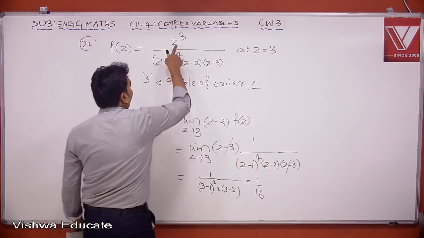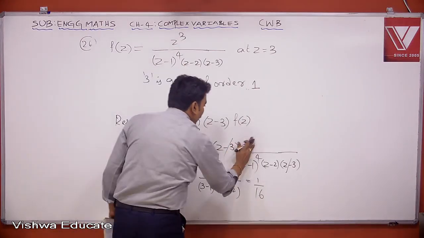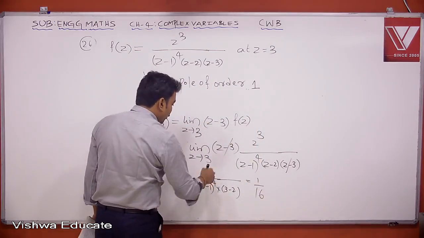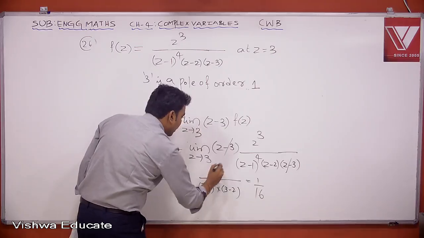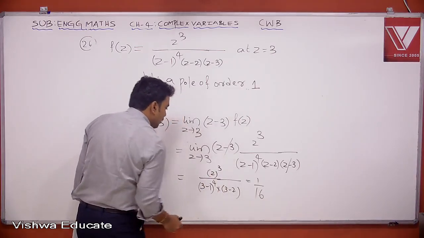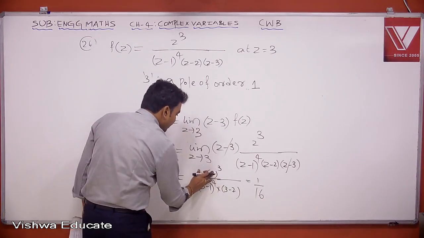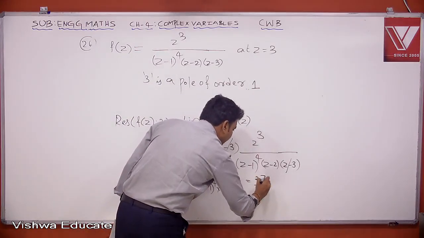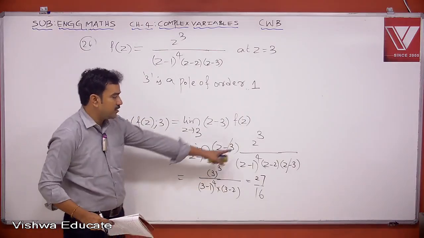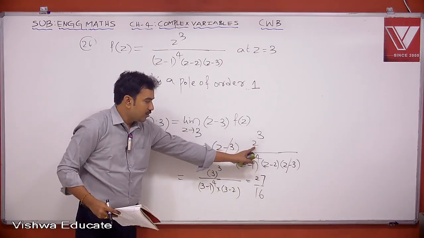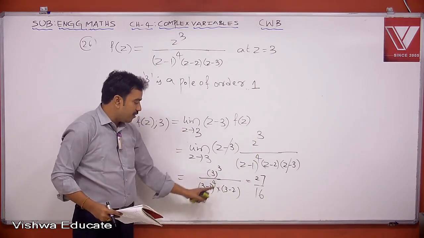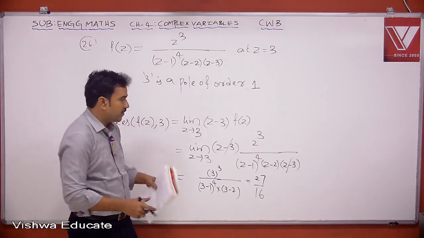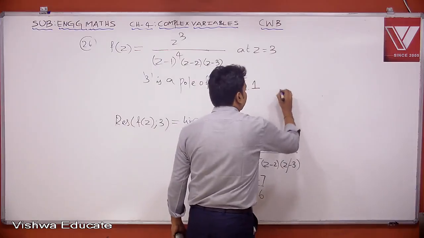Oh, we forgot to write z cube at this place. So f of z is z cube. So therefore this is not 2, this is 3. 3 cube divided by this. Therefore this is 27 by 16. I forgot to write z cube. Make this note. So just z cube by 3 cube divided by (3 minus 1) whole power 4 into (3 minus 2). 27 by 16. So option D is the right answer.